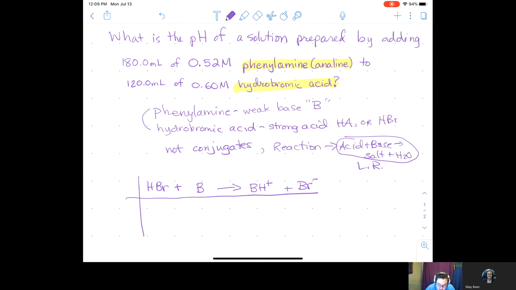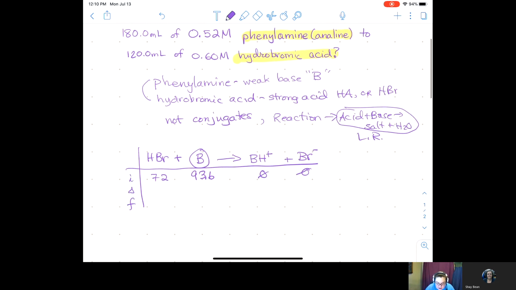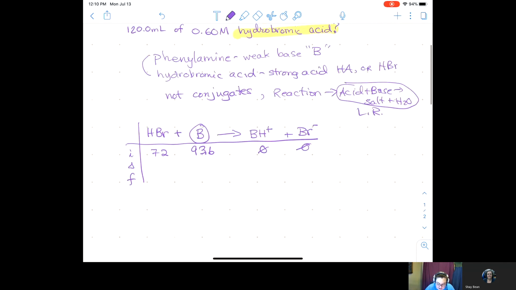So my phenylamine, my base, I'm going to do first. It's 180 times 0.52, or 93.6 millimoles. My HBr is 120 times 0.6, or 72 millimoles. These products start off at 0. I actually don't have an equilibrium; I have a final amount. So as I come down here, I see that my HBr is my limiting reagent. So I'm going to do minus 72, plus 72, plus 72. And again, I'm doing this in millimoles.